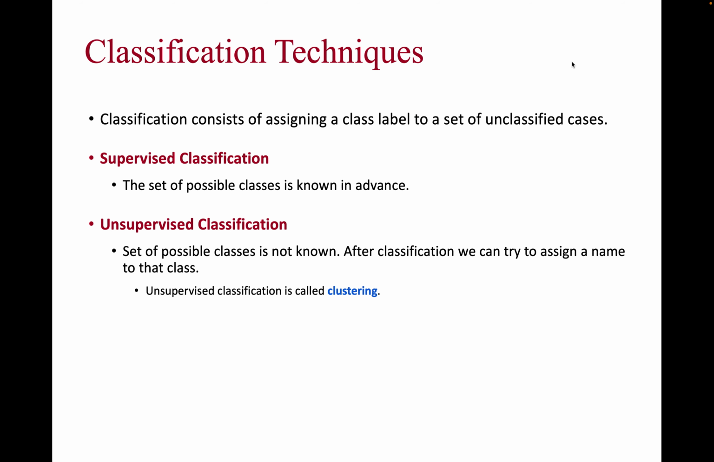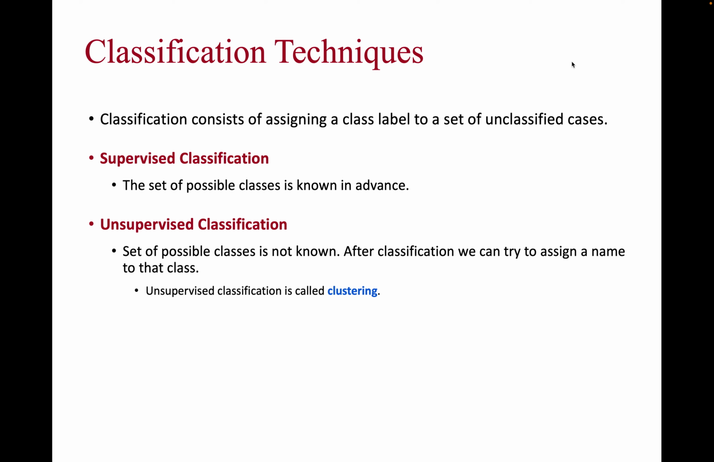Classification techniques. Classification consists of assigning a class label to a set of unclassified cases. We know that objects are unclassified in a data set. Classification क्या करता है? It assigns a label. Like तू dog है, तू cat है, तू tiger है. So it classifies them.